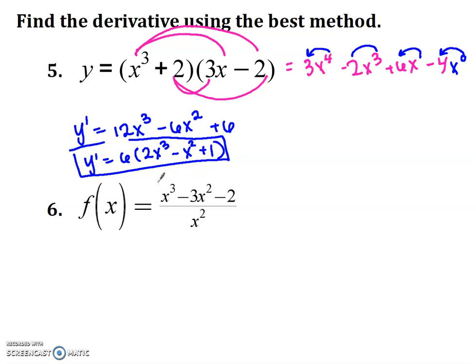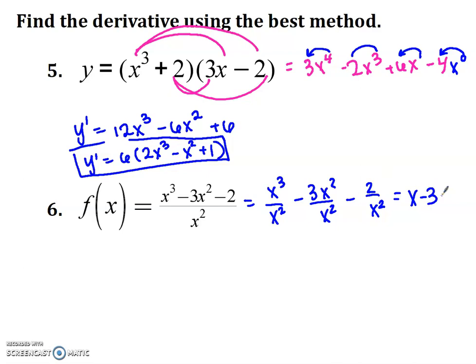Now looking at number 6, you could use the quotient rule here and make this f and make this g. But since there's only one term on the bottom, you can split up this fraction and simplify and then use your power rule. So anytime there's one term, so if there was a plus 1 here, I couldn't do this. I would have to do quotient rule. But since it's just a single term on the bottom, you can split up the fraction and reduce it. So this will reduce to x. Here the x squareds are going to cancel.